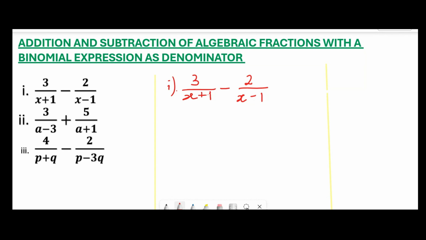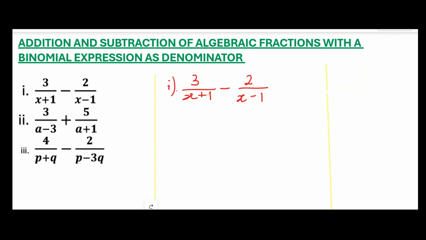A binomial is an expression with two terms. So you see that these expressions, they are all binomials. They have two terms, two terms in each case. So they are binomials. Well, let's get it started. Let's simplify our first one. That is 3 on x plus 1 minus 2 on x minus 1.